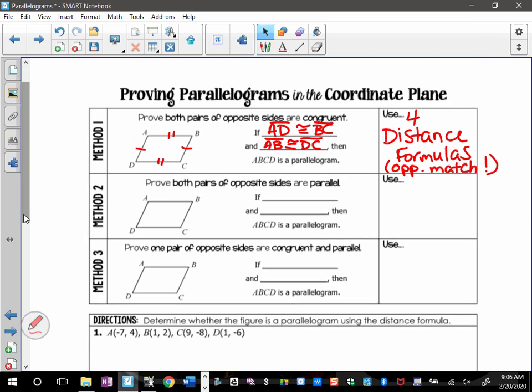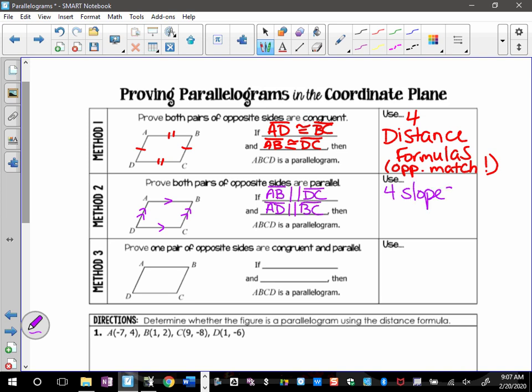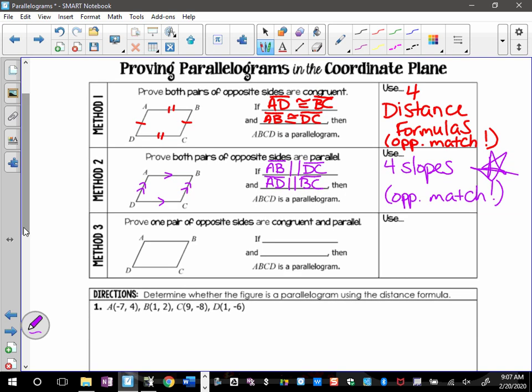Method 2 would be to show that both pairs of opposite sides are parallel. So we could show that AB is parallel to DC. We could show that AD is parallel to BC. Then we would have a parallelogram. Parallel has to do with slopes, so you would be doing 4 slopes. The opposites would both have to match. That is what I would recommend. That's my preferred method because slopes are easy.